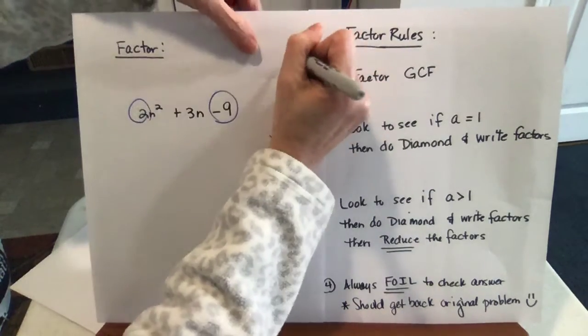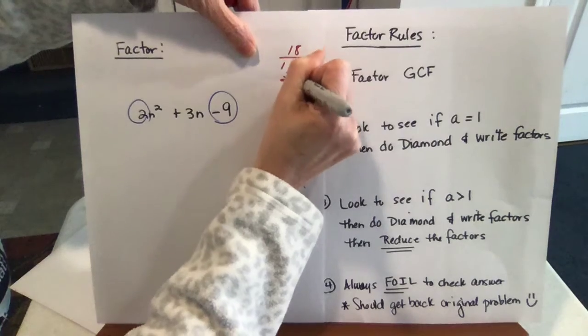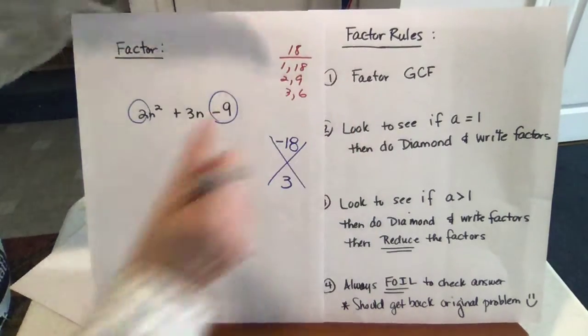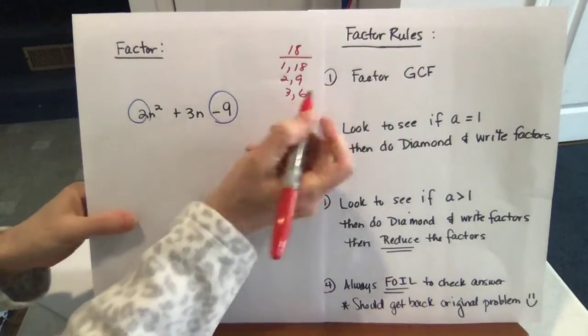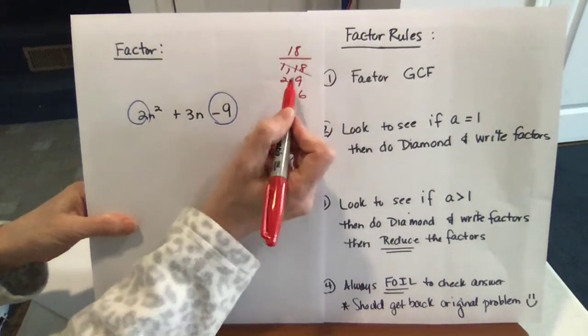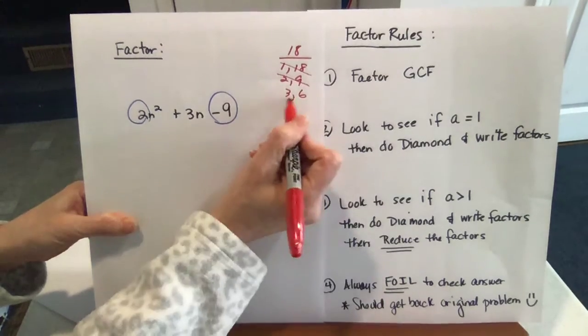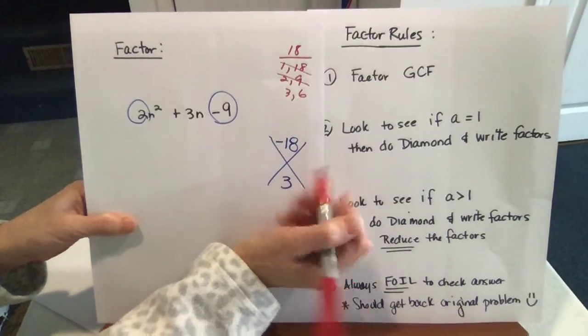So make a list. 18, start with 1. 1 and 18, 2 and 9, 3 and 6. So 18 and 1 will give me 19 or 17, so he's out. 2 and 9 can give me 11 or 7, that's out. 3 and 6 can give me 9 or 3, so that's in.